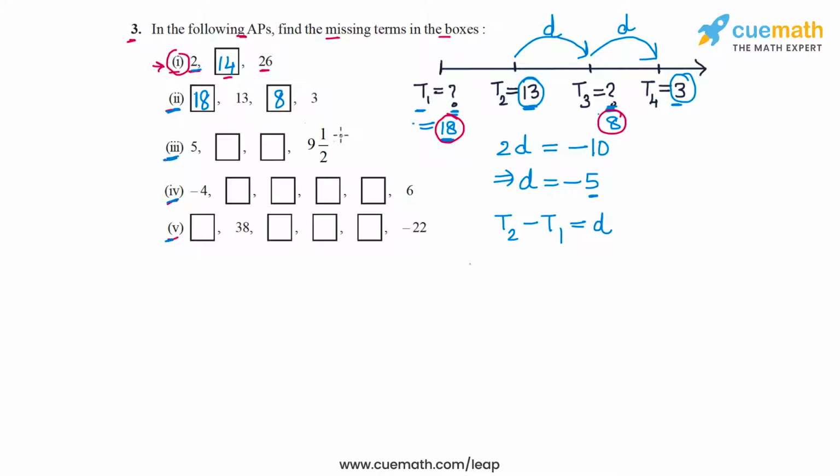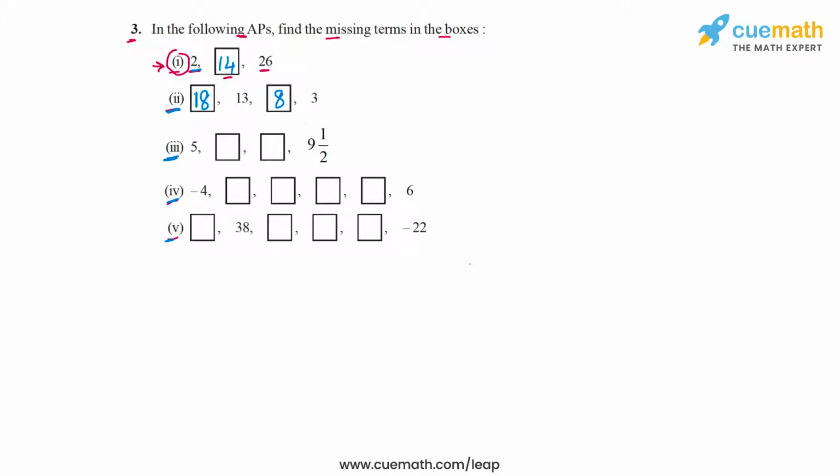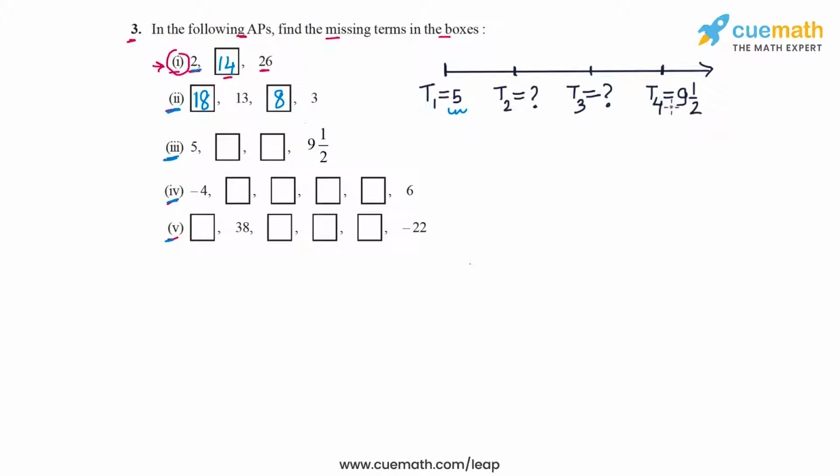Now let's do part 3. Okay, to solve part 3, let's again use a number line visualization for the AP. So the first term is given as 5 and the fourth term is given as 9.5, and the second and the third terms are missing.